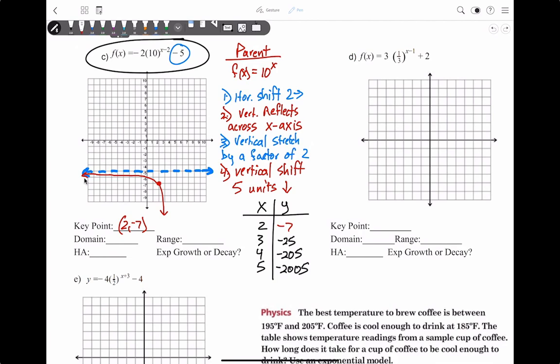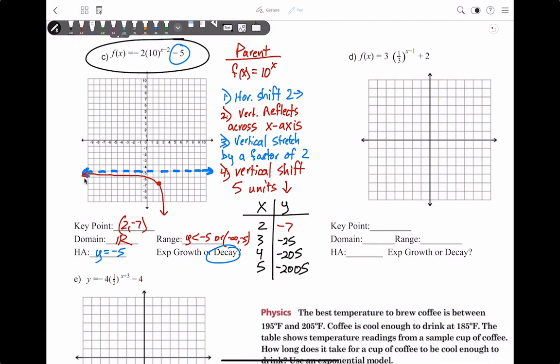The domain is all real numbers. The range, it looks like, are y's that are less than negative 5, or negative infinity to negative 5. Okay, because you go from low y to high y. And then again, in blue, our horizontal asymptote is going to be y is equal to negative 5. This is decay this time, okay? Because it is nosediving and actually going downward as you go.